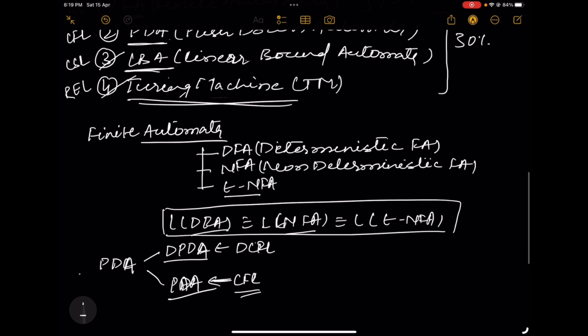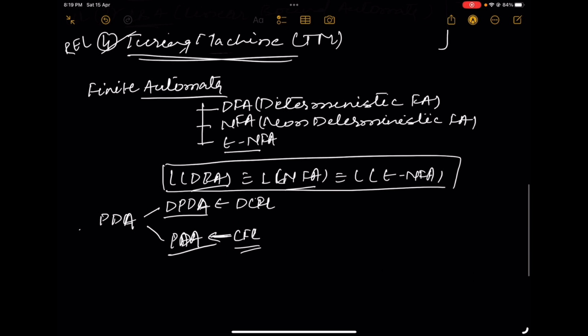Now we are having subcategories of finite automata, that is DFA, NFA, and epsilon NFA. We'll talk about Mealy and Moore machines at a later point of time. That is not important right now. We'll discuss in some other video. And we also discussed the language accepted by these 3 different kinds of finite automata is exactly the same.